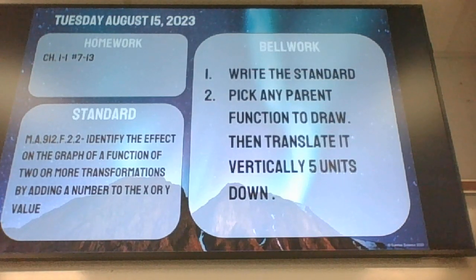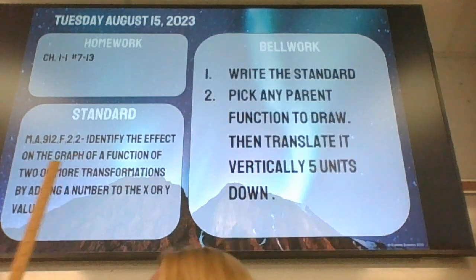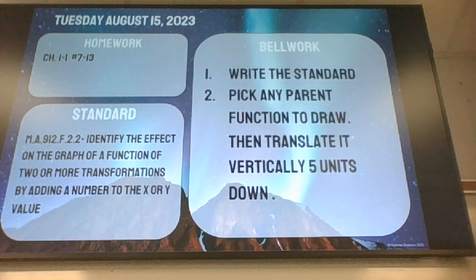We're actually going to sit here for now. Okay, it then says to pick any parent function to draw and then translate it down 5 units. So I am going to take volunteers to come to the board for extra credit. This will go in focus in the accountability column.